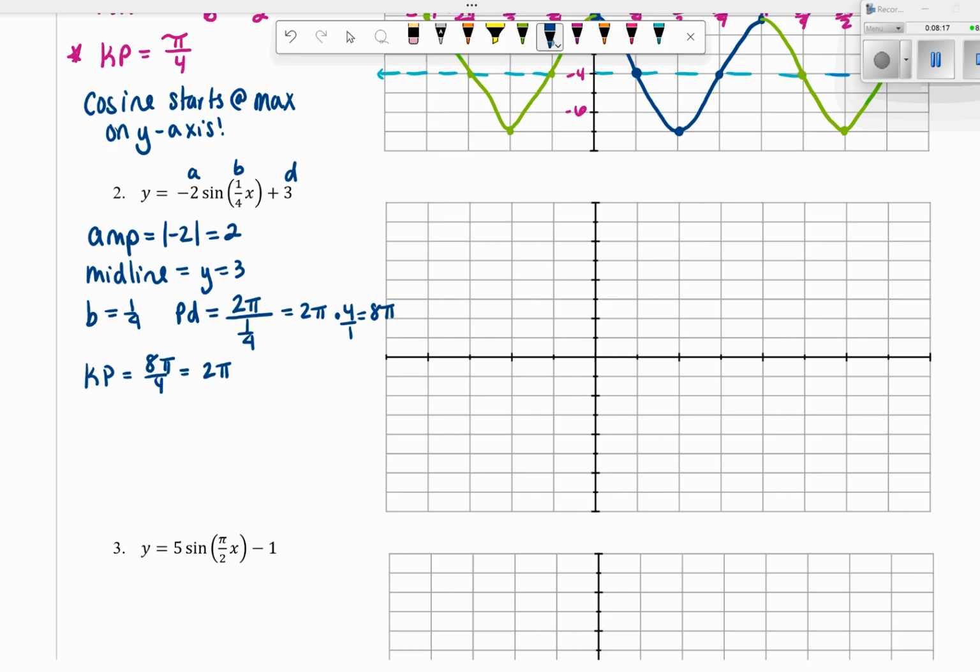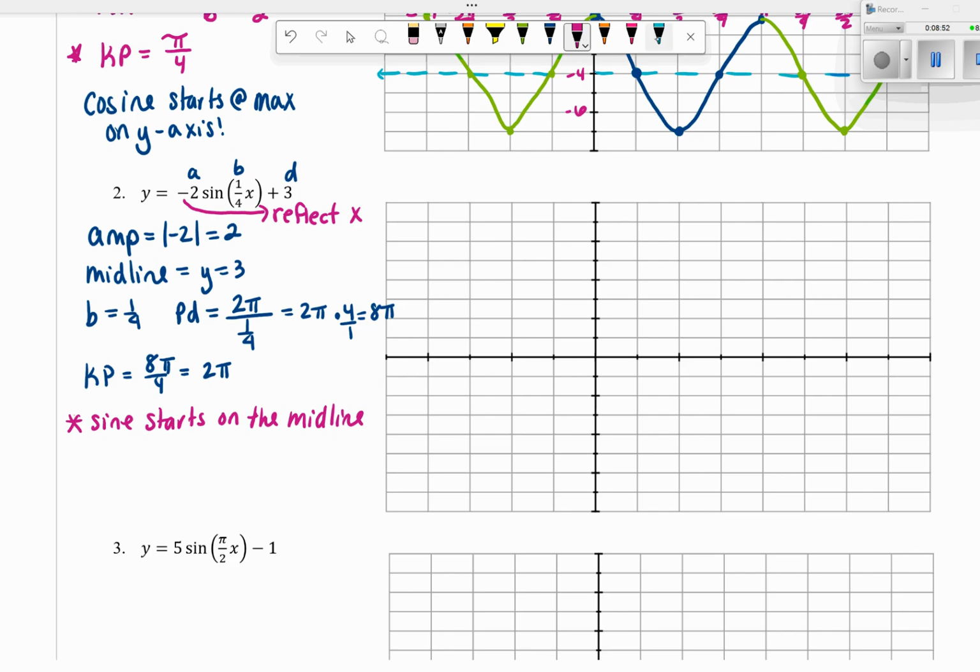And because this is a sine graph, we know that sine starts on the midline, on the y-axis. So it's going to start on the midline. And then we also note that our A value, since it was negative, means it's going to have a reflection over the x-axis. So instead of going up, it's going to go down.